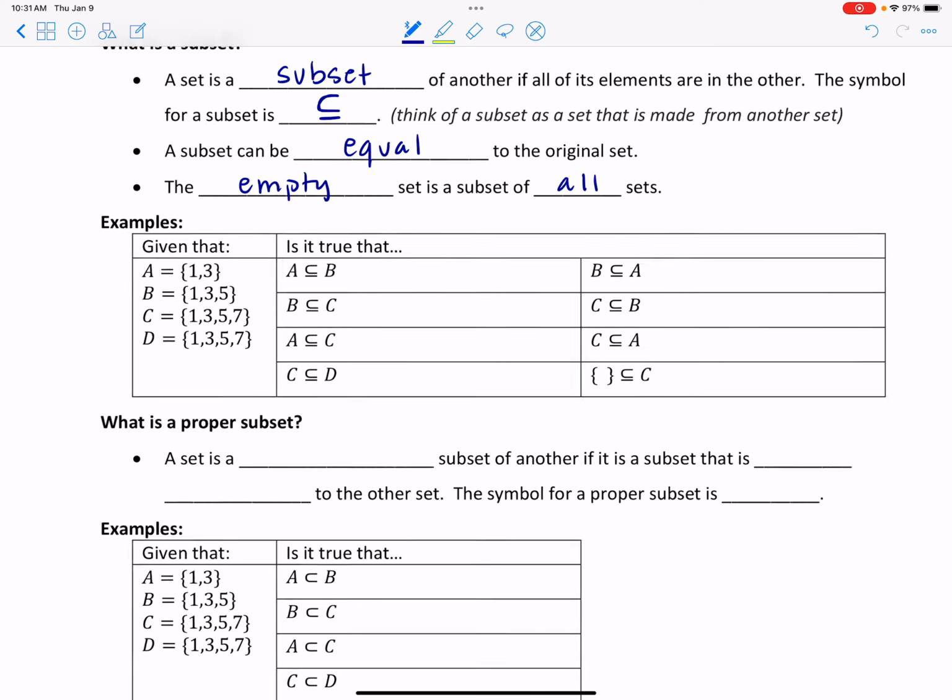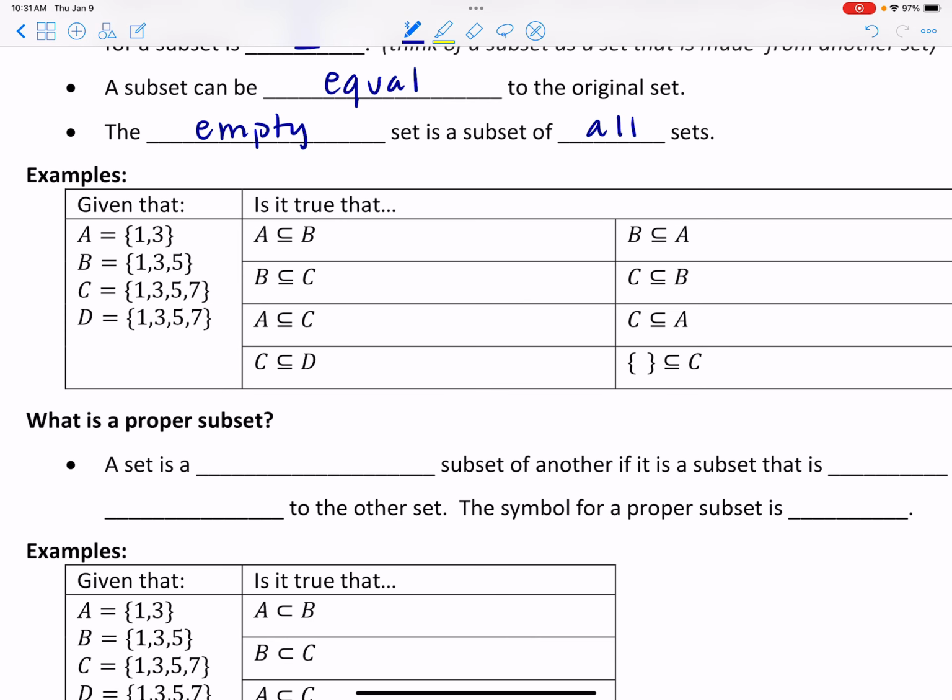All right, so let's get an example and try to wrap our brain around the concept here. So we've got a couple of sets defined here. Set A includes the elements 1 and 3. Set B includes 1, 3, and 5. C is 1, 3, 5, and 7. D is 1, 3, 5, and 7 as well. So is it true that this is happening?